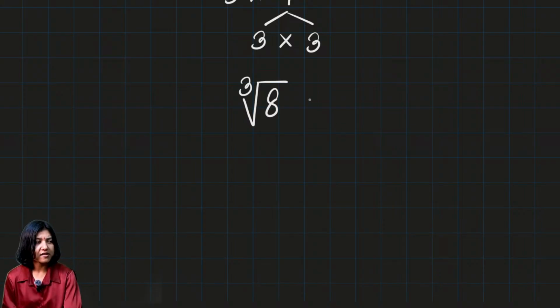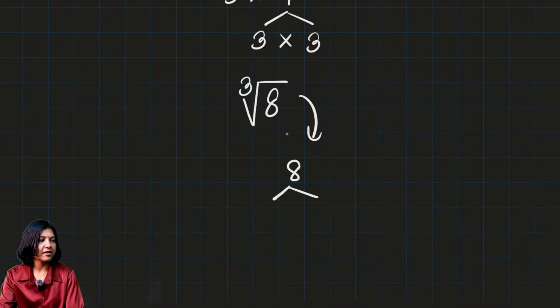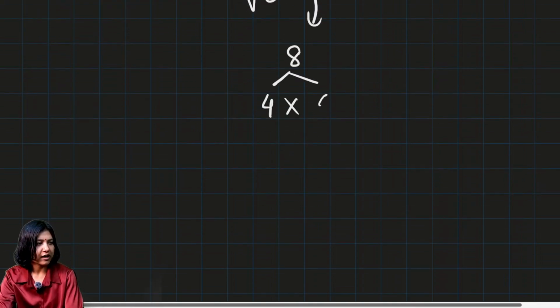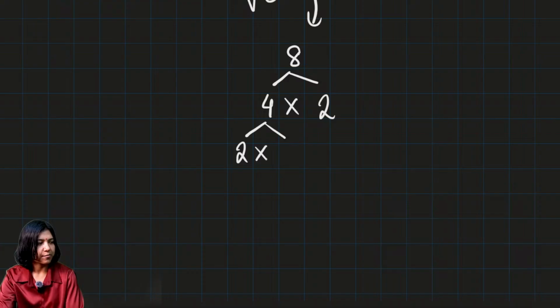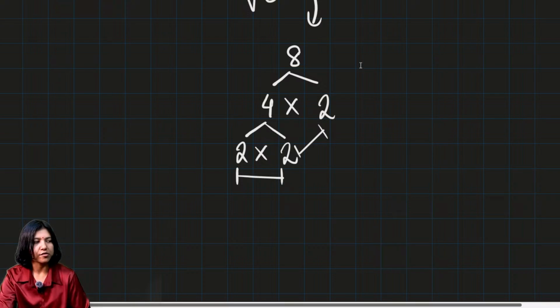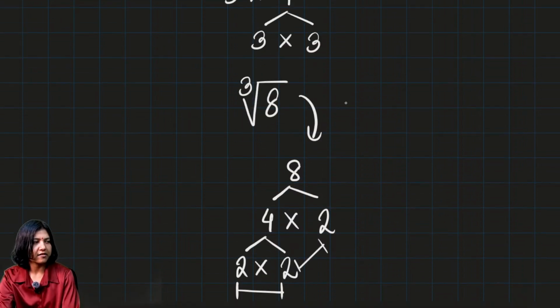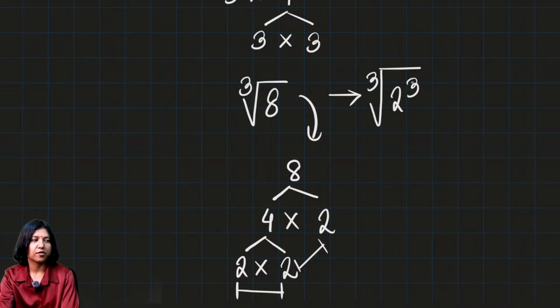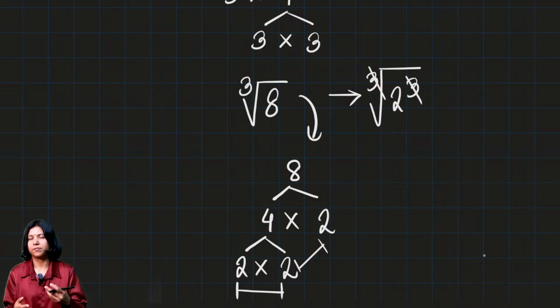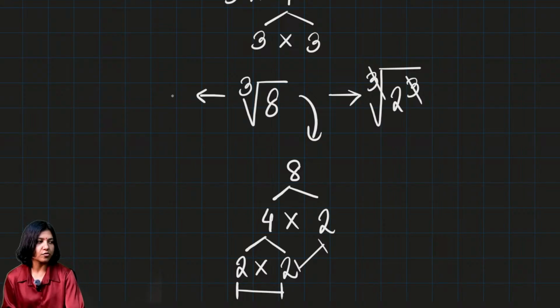Then the answer is, I have to write down 8 and prime factorize 8 again. Branching out 8 gives me 4 times 2, and 4 can be written as 2 times 2. So upon prime factorizing 8, how many 2's do I get? 1, 2, 3. I got three 2's. So instead of 8, I'm going to write 2 to the power of 3, under the cube root. As I told you right now, roots and the particular power are always opposites, so they cancel out. The cube root of 8 is 2, which means it's a rational number.